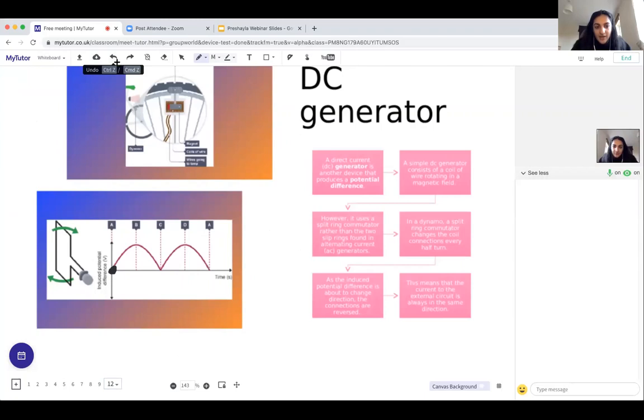Okay, so the current is only positive. So it still provides a potential difference, but it's a positive one. Okay, still has a coil of wire rotating in a magnetic field, but our split ring commutator, that's this bit here, split ring commutator, means that it only allows the coil to do a half turn.